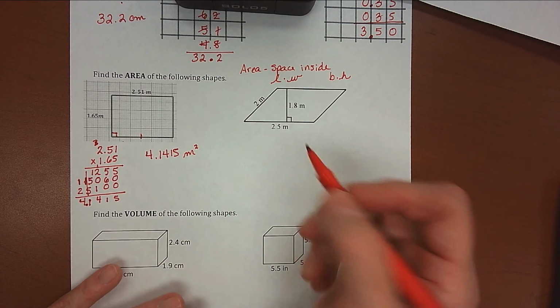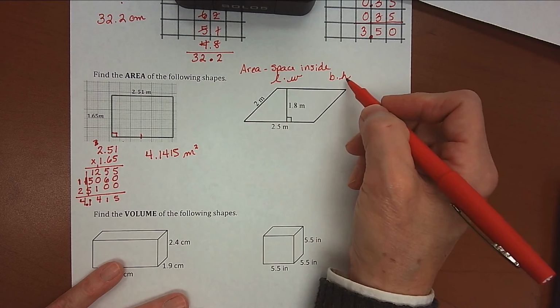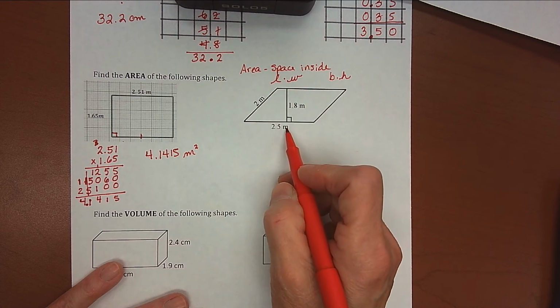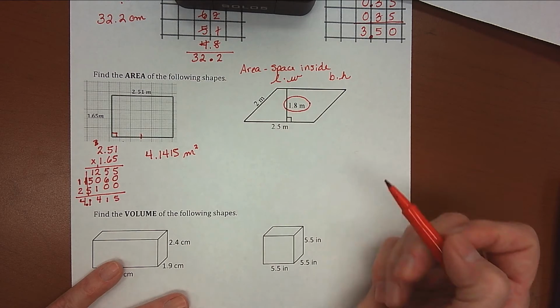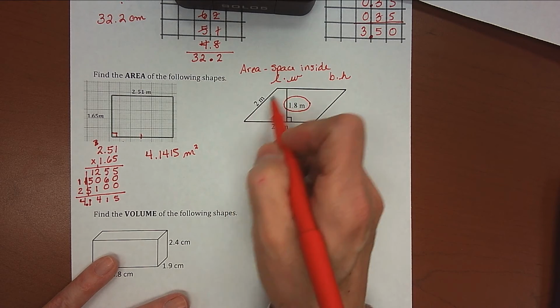All right, now this one, remember we've got to get that height at a 90-degree angle from the base, and so this is the value that we'll use for the height, not this slant height.